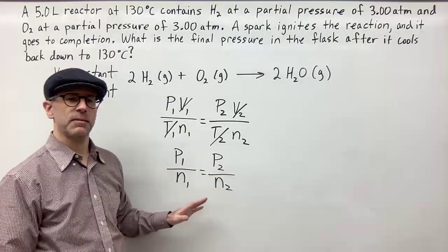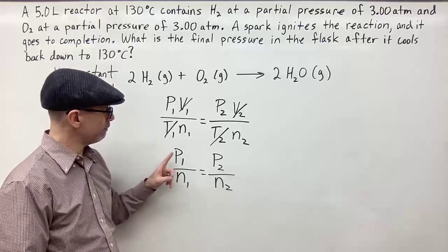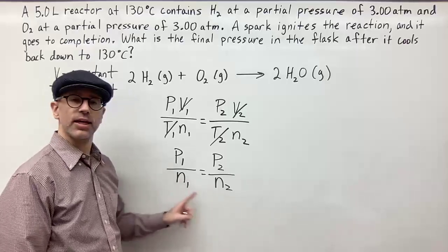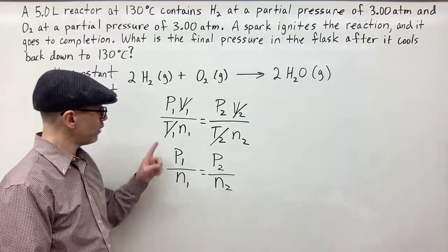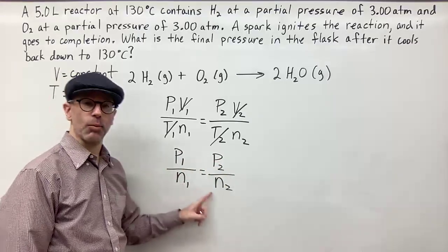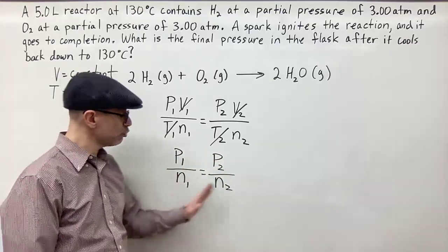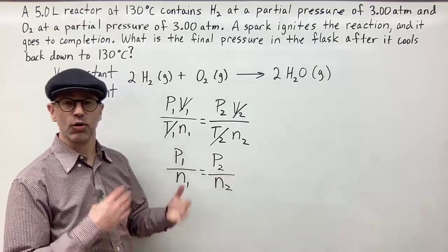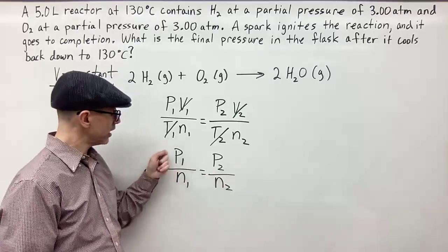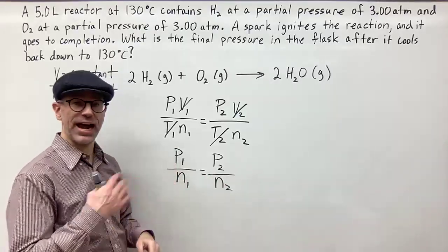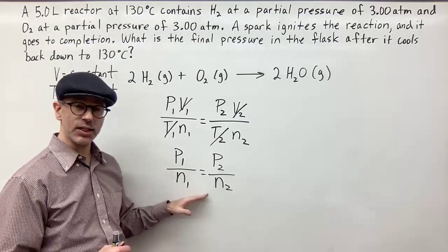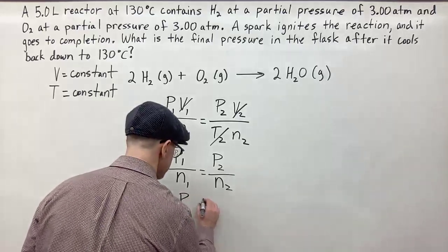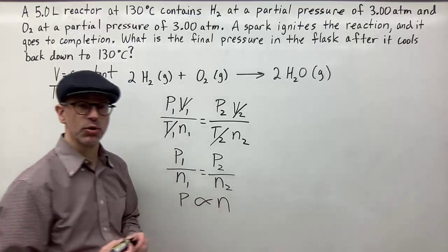So what does this tell us? It tells us that whatever change in pressure, that's going to be the same change in the number of moles. If I double the pressure, then I'm going to double the number of moles. If I quadruple the number of moles, then the pressure is going to quadruple as well. And I can go the other way. If I halve the pressure, then I'm halving the moles. If I halve the moles, then I'm halving the pressure. Why is this important? It tells us that pressure is going to be proportional to the number of moles.